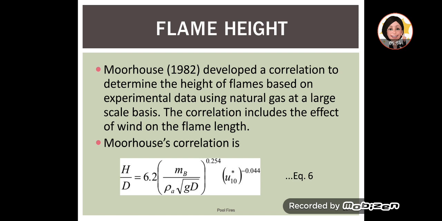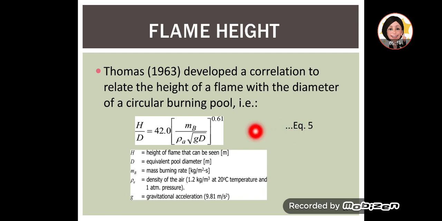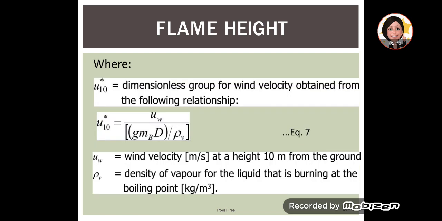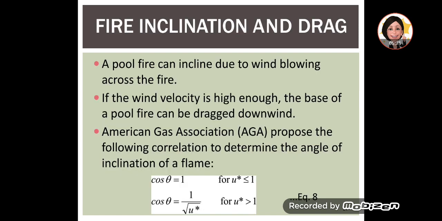So this is equation 6, which is also flame height, but this is an experimentally developed equation when using natural gas on a large scale basis. So if we have an incident which involves natural gas, we can use this equation instead of the general equation. So this is the general equation, and this is the equation for natural gas. Okay, so this explains the terms, the parameters.